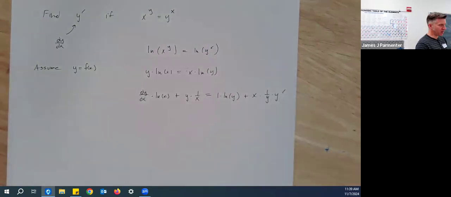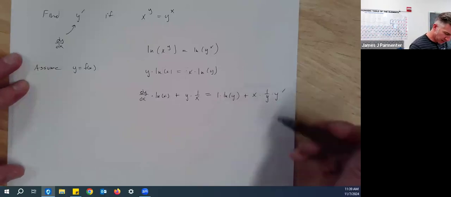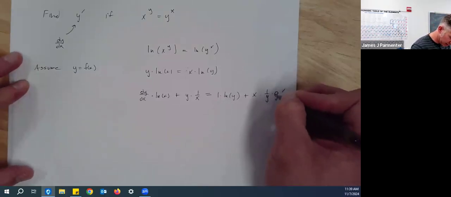Sorry, apologies for using mixed notation here. I used dy/dx here and y prime, that is kind of terrible. I should have just stuck with one of them. Let me change this to a dy/dx.